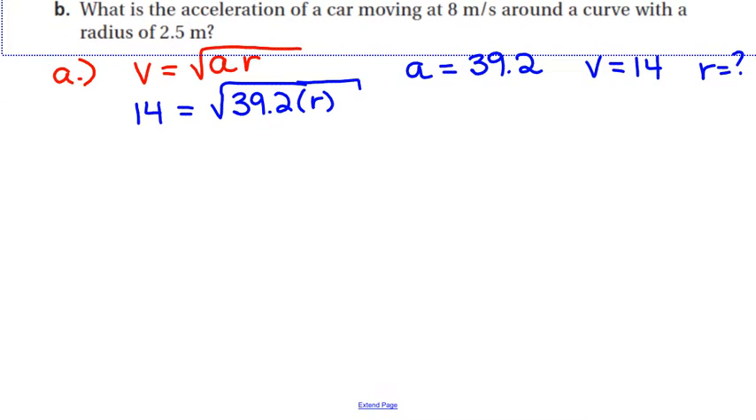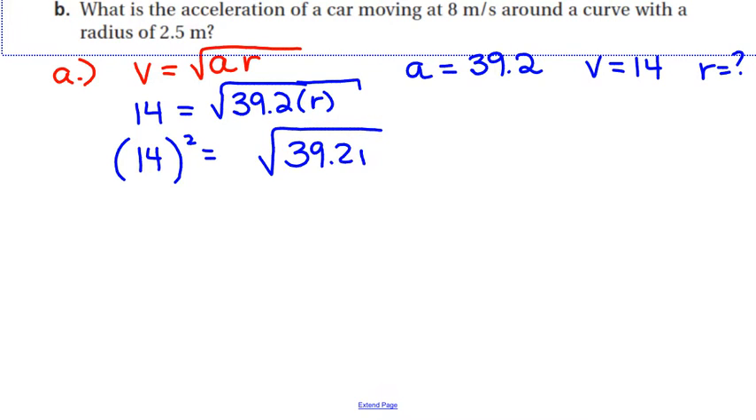What we have to do is solve this equation for R. So we need to get the R by itself. So we need to get rid of the square root. To undo a square root, we're going to square both sides. So then on the right-hand side the square root and the square will cancel out. We're left with 39.2R on the left-hand side. And on the right-hand side, 14 times 14, or 14 squared, is 196.